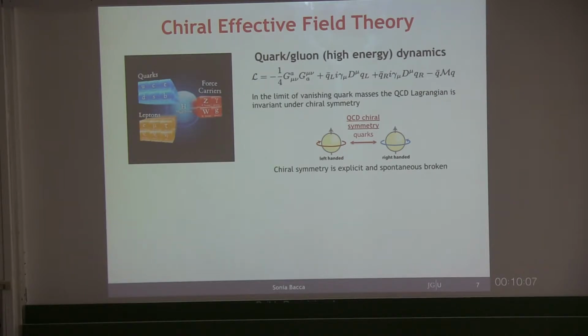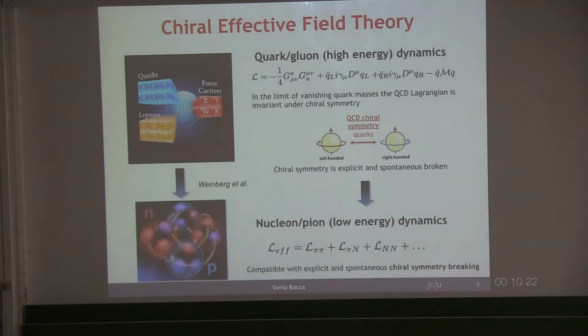And if you looked at it in the limit of vanishing quark masses, this Lagrangian has a symmetry, the chiral symmetry, which is then broken explicitly due to this mass term, but also spontaneously. And then you know that Weinberg and other people have taught us that you can change your degrees of freedom and use effective ones, which in our case would be the protons, the neutrons, and the pions. And as long as you construct your theory which is compatible with the symmetry of the fundamental theory, then you should be fine. That's exactly what we are doing.